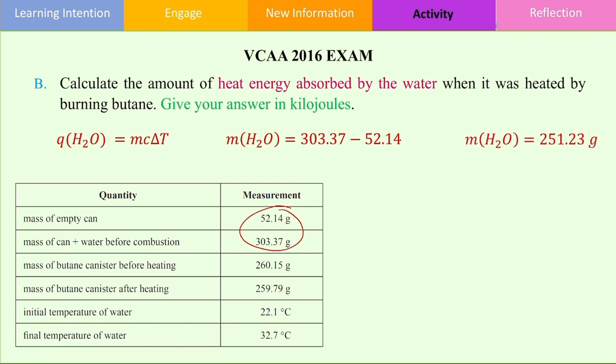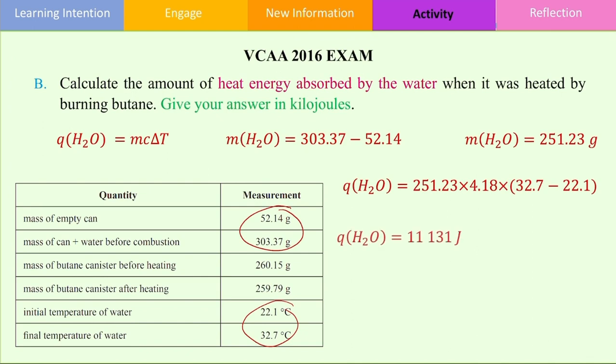They've also given us what the change in temperature is. So if you plug all these values into the QMAP formula, just note again that your answer is going to be in joules. So it'll be 11,131 joules. The question does ask to express your answer in kilojoules, so divide that by 1,000, and in doing so, you'll get the following answer when corrected to 3 significant figures.